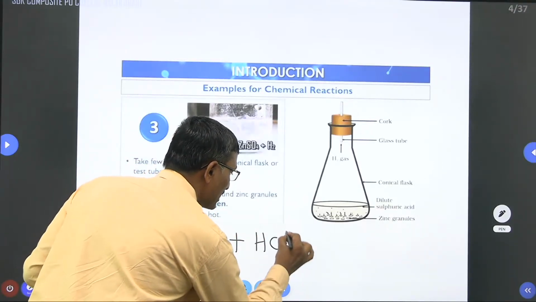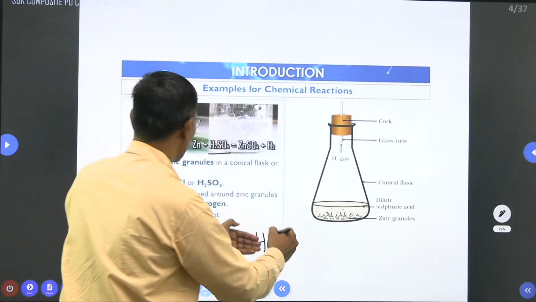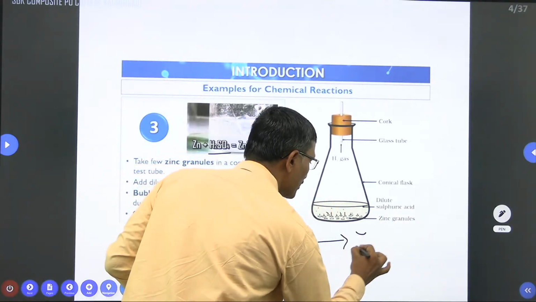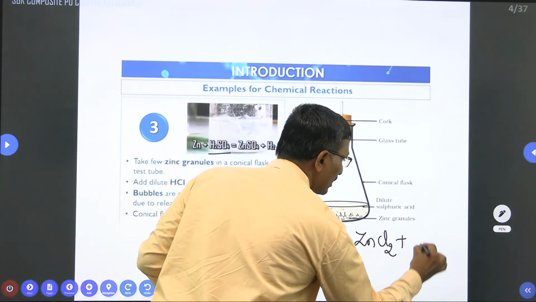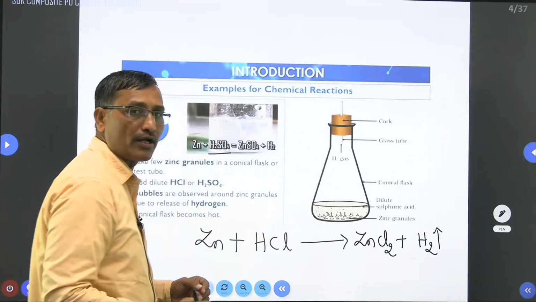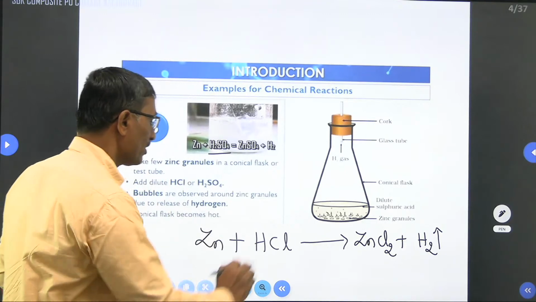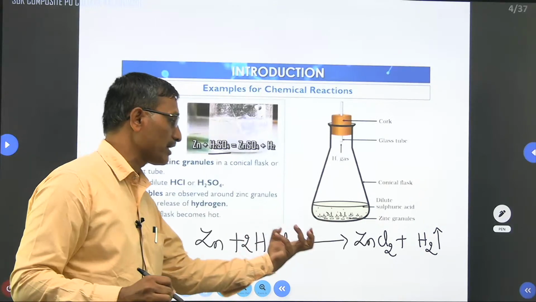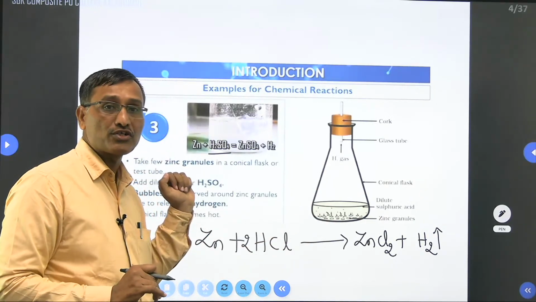If you take HCl, here it is taken H2SO4. Now I am taking hydrochloric acid. What happens? It gives rise to zinc chloride along with the liberation of hydrogen gas here, student. Hydrogen gas. Is it correct? Now let us take Zn + 2HCl gives ZnCl2 + H2. Here I just balanced it. Again, I will explain.